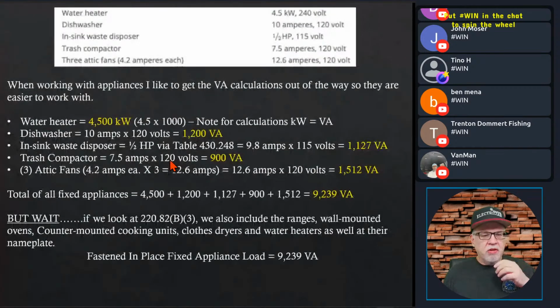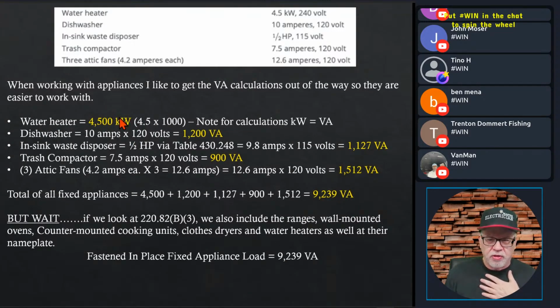All right, so here's our appliances. I saved you the labor. We did the math for you. So here you've got a water heater, dishwasher, in-sink waste disposer, trash compactor, 3 attic fans, 4.2 amps each. We already did this conversion right here. So 4,500 kW. We know that this is actually 4,500 VA. You know how I like VA. So they're synonymous. So they mean the same, okay?